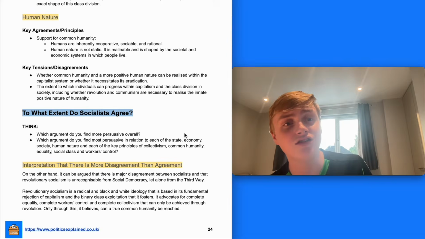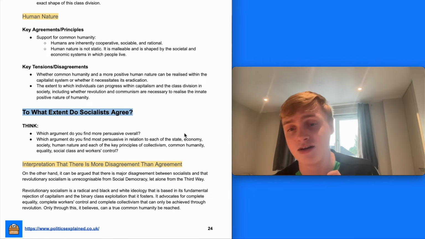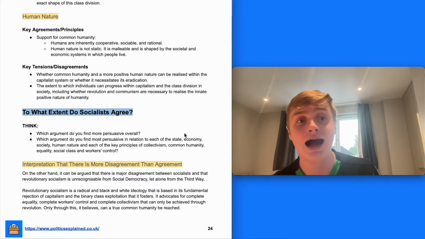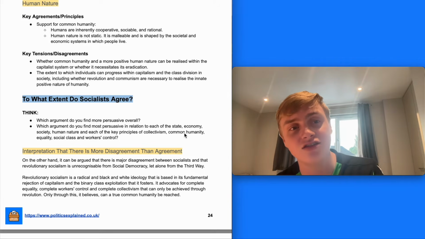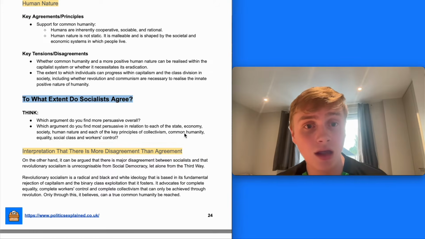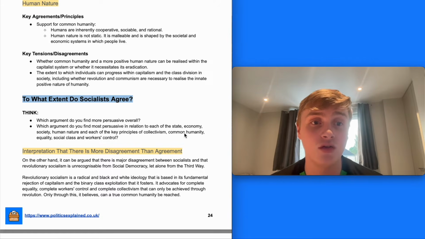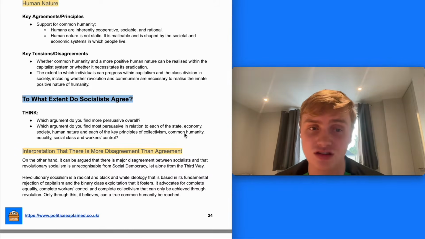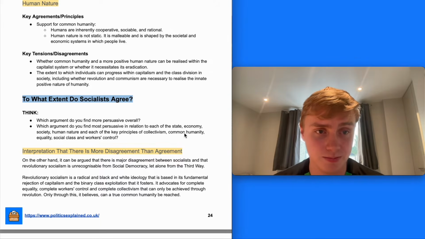In terms of human nature, the key agreements are support for common humanity, both the idea that humans are inherently cooperative, sociable, and rational, as well as the belief in the malleability of human nature. And the key tension disagreements are whether this common humanity can be realised within capitalism, and the extent to which individuals can progress within capitalism, and the class division in society, including whether revolution and communism are necessary to realise the innate positive nature of humanity, or whether it can be done within capitalism.